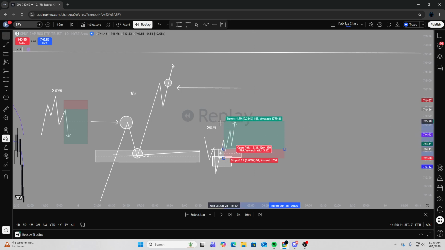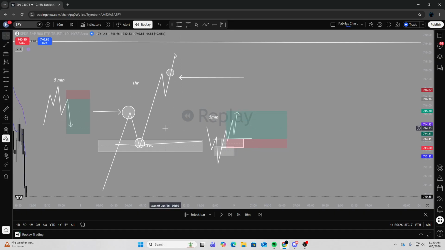And that's after you sweep liquidity and you find yourself on a level or a fair value gap or just something that's supporting it, right? Because if you don't have a support, that's when setups tend to fail to the downside, which is why a lot of people get faked.